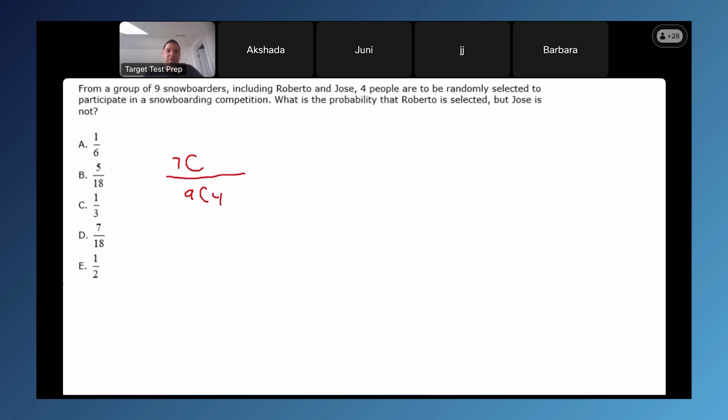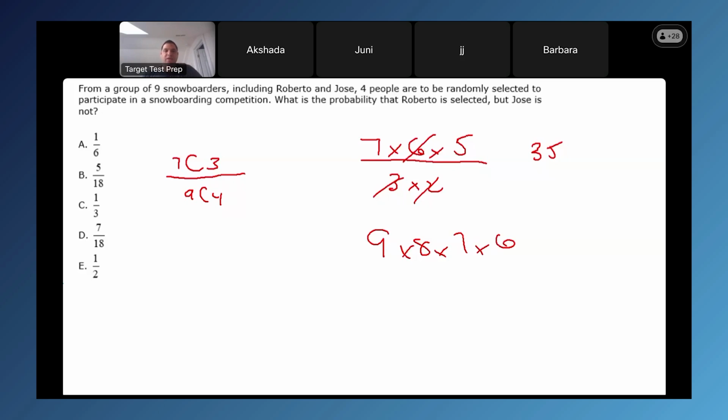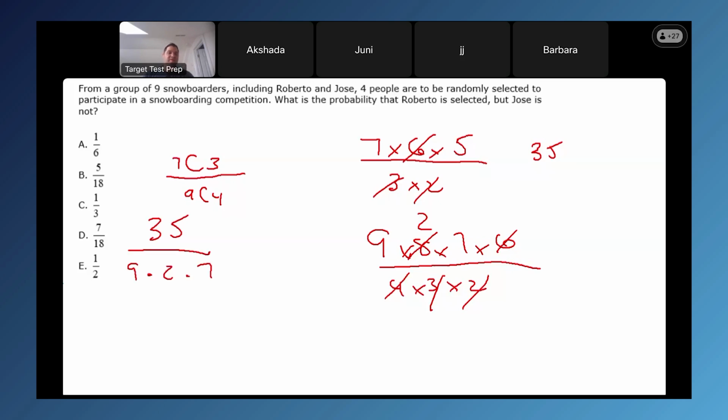And we still need to select 3 people because Roberto is selected. So 7 times 6 times 5 over 3 times 2. That's going to give us 35 here. And then 9C4 is 9 times 8 times 7 times 6 divided by 4 times 3 times 2. So we have 35 over 9 times 2 times 7. So 7 goes into that, of course, 5 times. And then we have 5 over 18 as our answer.